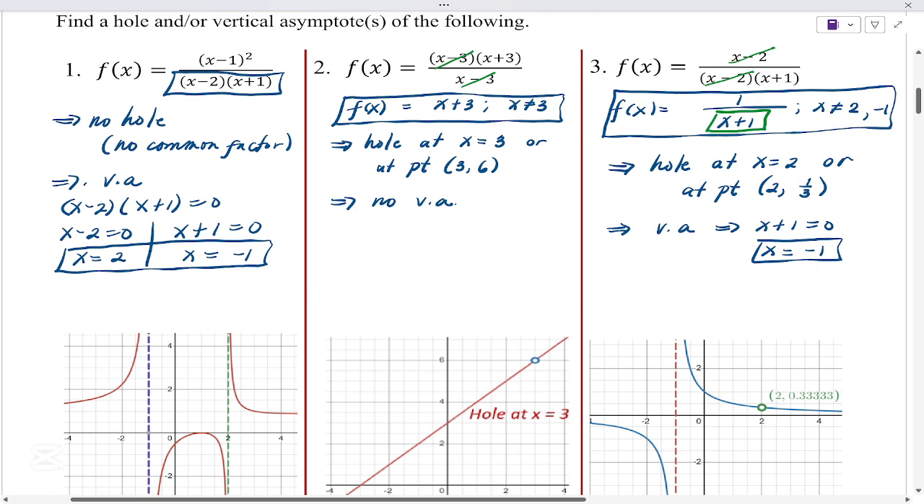For the first function, we can see that there is no hole, but there are vertical asymptotes. For the second function, there is a hole, but no vertical asymptotes. And on the third function, there's a hole, and at the same time, there are vertical asymptotes.